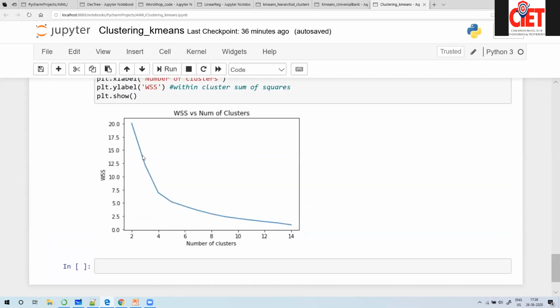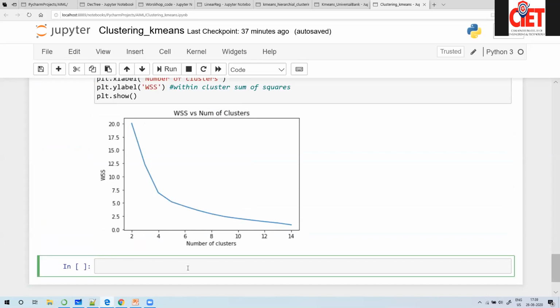Look at the graph. When the number of clusters is 2, the within sum of squares is 20. For 3, it decreased to 12.5. With 4, it came to 7.5, and with 5, it came to, let's say, 5, and after that, it almost flattened out. So maybe in this case, we could say we could go with 5 as the number of clusters. So our number of clusters is equal to 5.